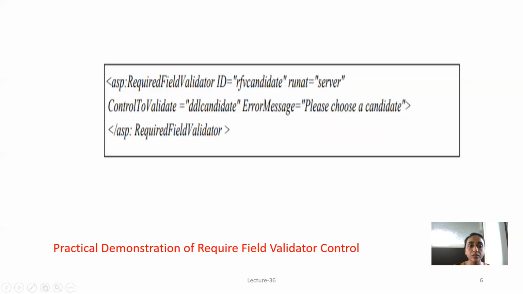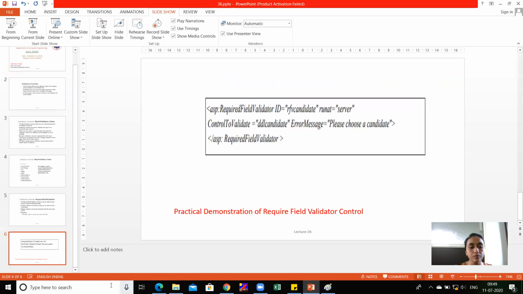You can pass any control name here, for example, button, text box, label, etc. Then ErrorMessage. The error message is written in double quotes, like please choose a candidate, or whatever the error message is, such as the text box must not be empty, or don't leave this field empty, etc. Then the asp:RequiredFieldValidator tag is closed. Now we will see how the required field validator control will run practically. For it, I'll open Visual Studio.